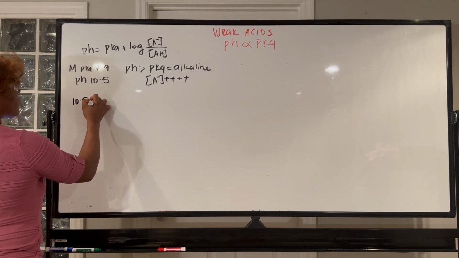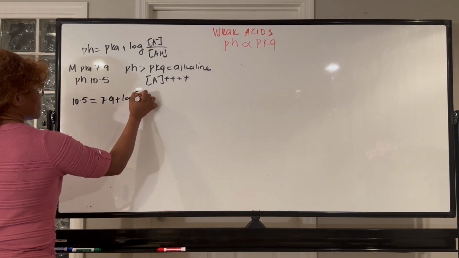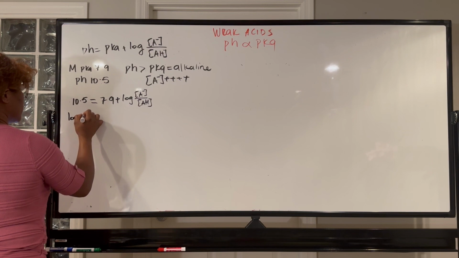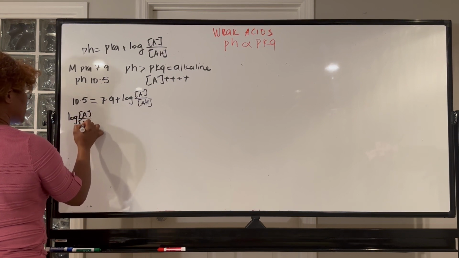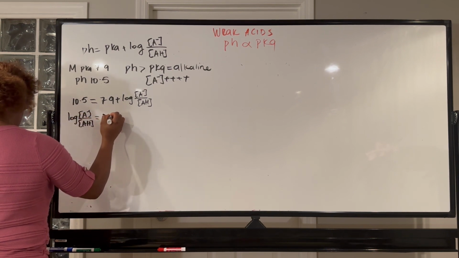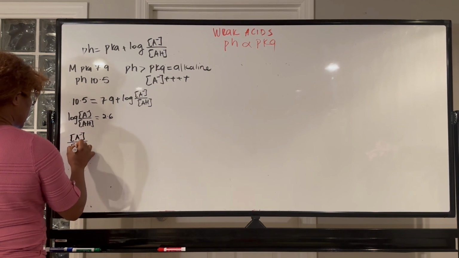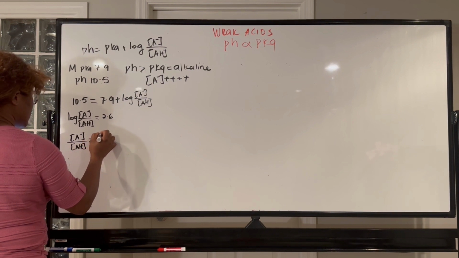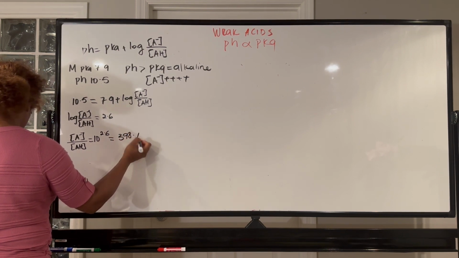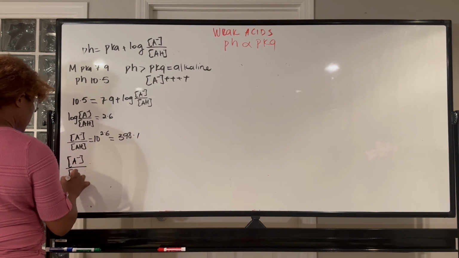pH 10.5 equals 7.9 plus log, same thing. So we get to the log of the concentration of the ionized over the non-ionized. When we do the math, it's going to give us 2.6. So ionized over the non-ionized is going to give us 10 to the 2.6, which is 398.1. So by doing the math, it's going to give us the proportion.